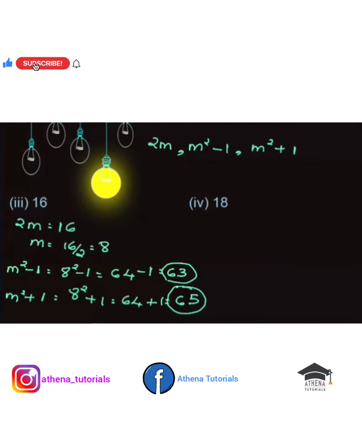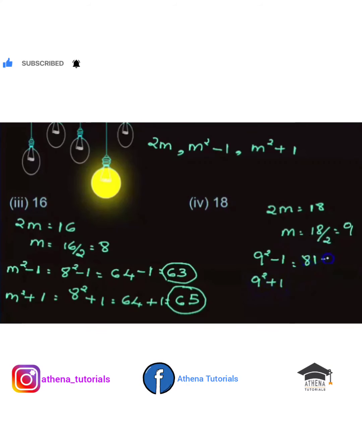Now let's solve the last problem for the day. So we have given 2m is equal to 18. So m is equal to 18 by 2, that is 9. So m square, that is 9 square minus 1, and another is 9 square plus 1. What is 9 square? 81 minus 1, which will be 80, and 9 square is 81 plus 1, which will be 82. So the other two numbers are 80 and 82.